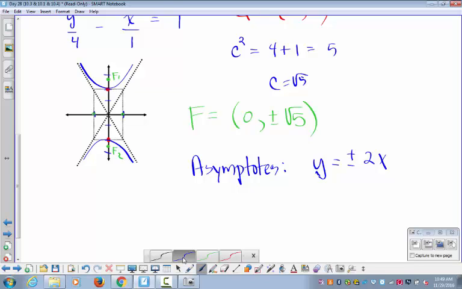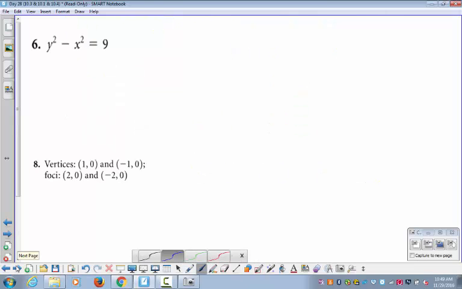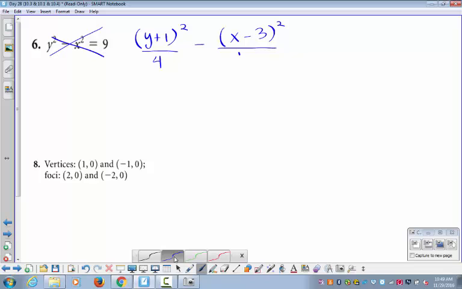Any questions on any step there? All right. That one's a little too easy, so let's not do that one. Let's do another shifted one. So let's suppose we have this. All right, go ahead and try that one.